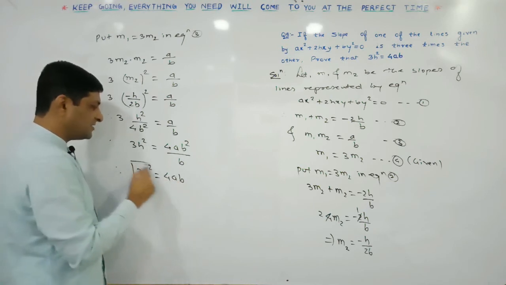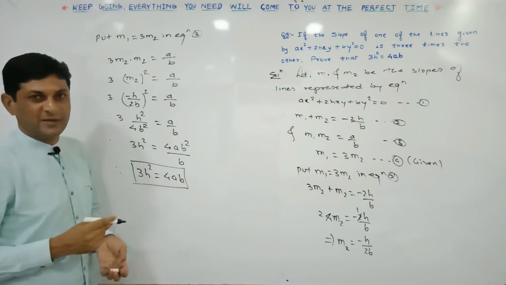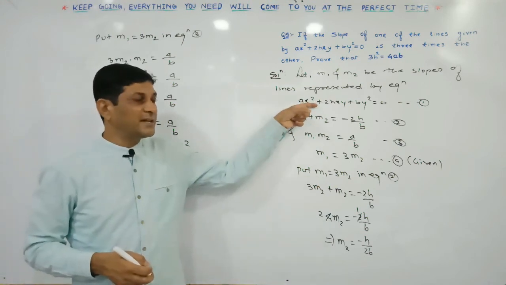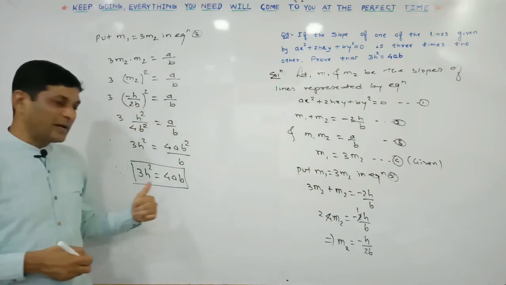Check that, is it our required result? What we have to prove here? 3h square is equal to 4ab. In this way, using the condition that the slope of one of the lines represented by this equation is 3 times the other, we have got our required result.